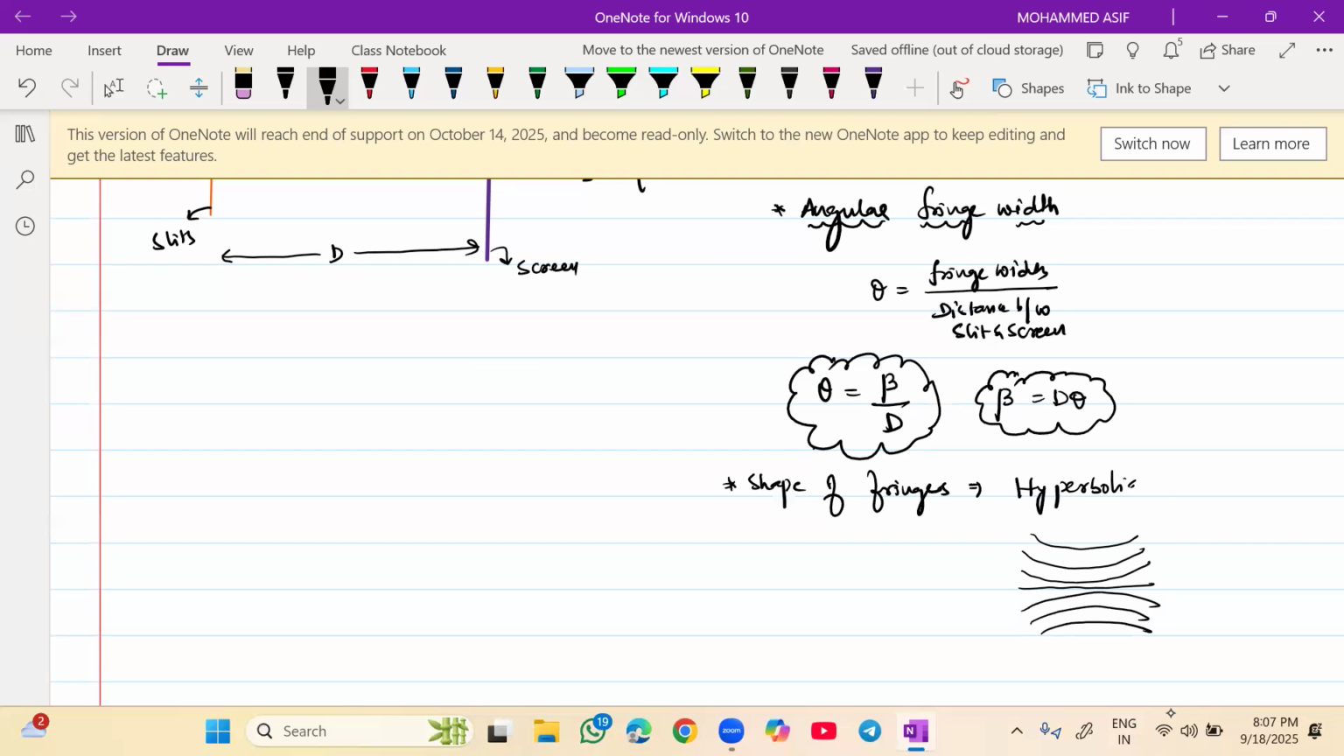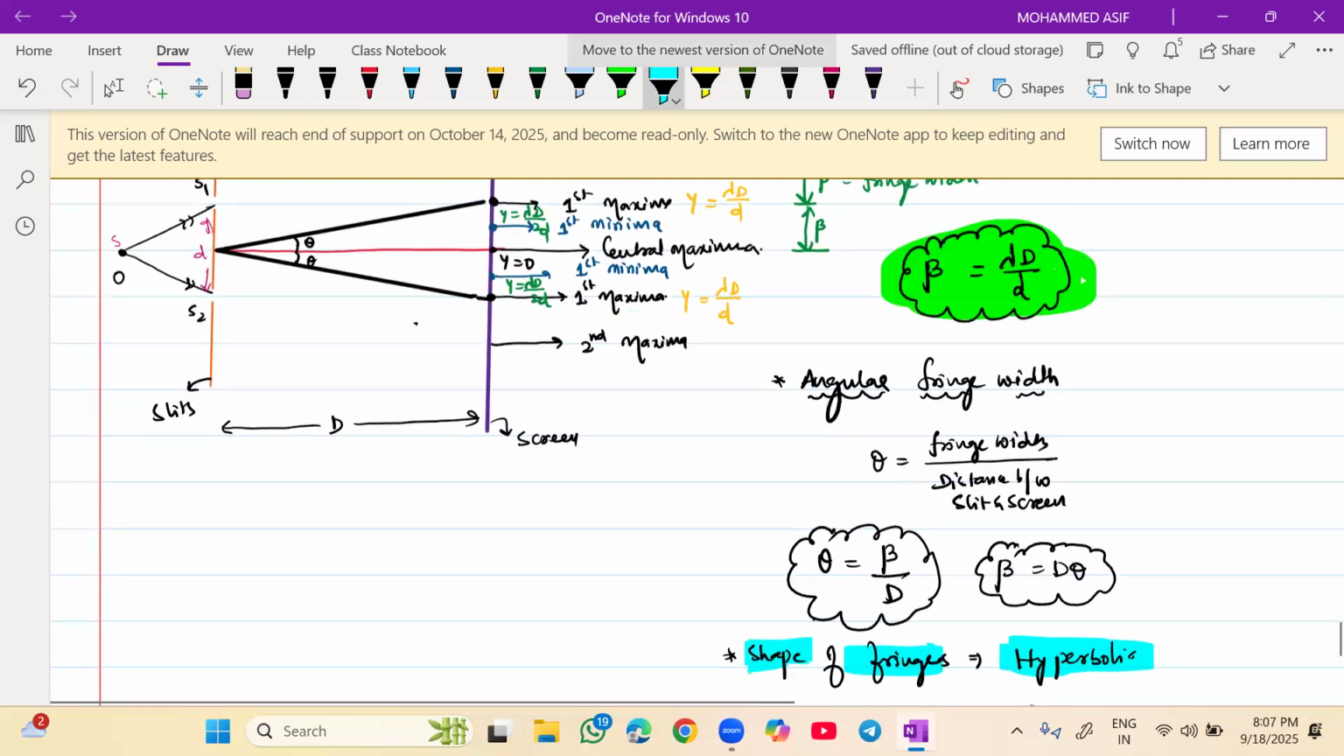So what is the shape of the fringes? If someone asks you, what is your answer? Hyperbolic. Am I clear? Yes, sir.